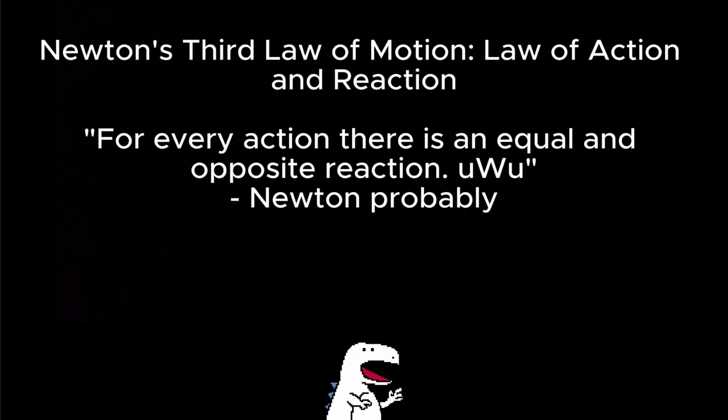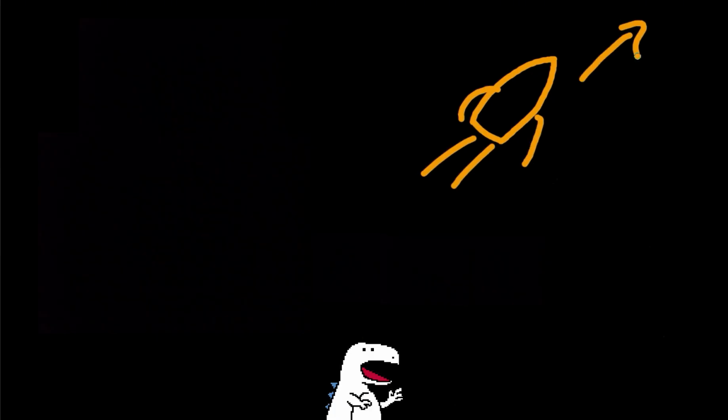So finally, we have Newton's third law, which is for every action, there is an equal and opposite reaction. So an example would be a rocket expelling gas backwards to move itself forward. So the gas moves backward here and it moves itself forward.